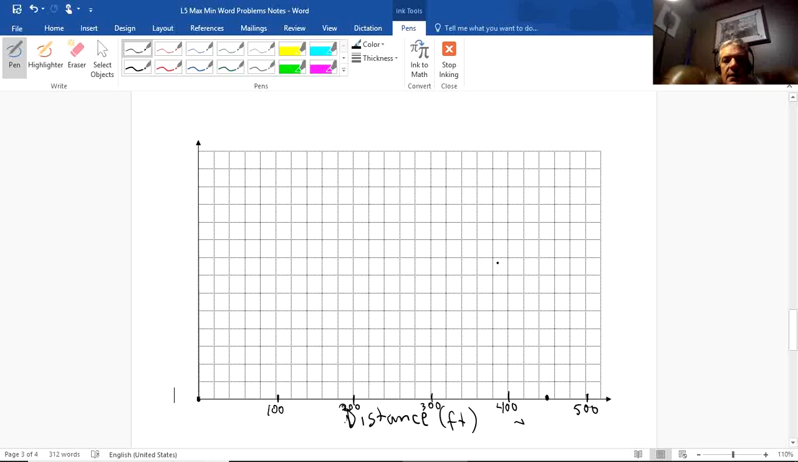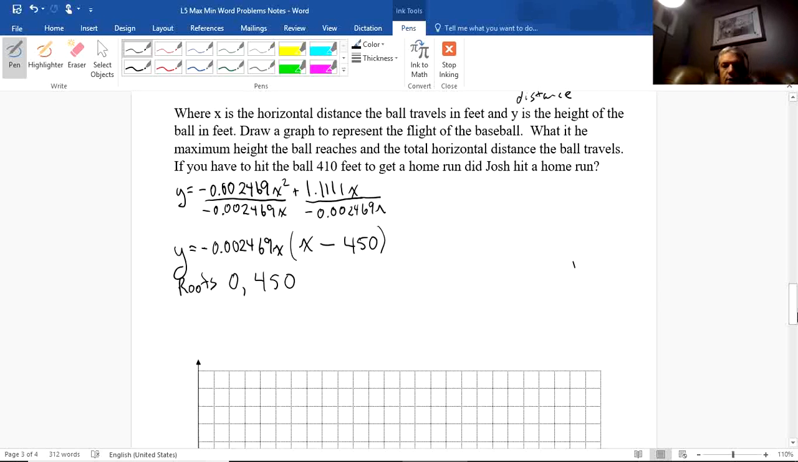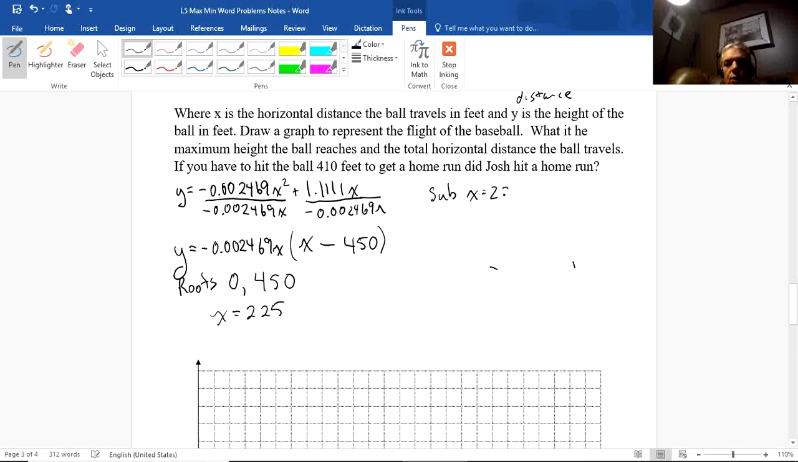And I've basically done that, but I don't know how high it's going to reach. I want to know how high the ball is going to reach, okay? So I need to find my vertex to do that. And I know this much: if I look at my roots, the vertex is going to reach its maximum halfway between. Well, what's halfway between this? Well, halfway, x would equal 225, okay?